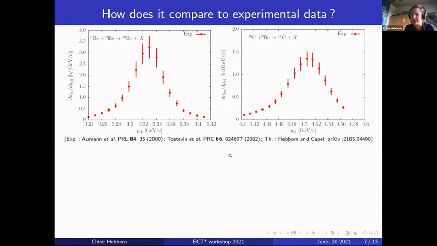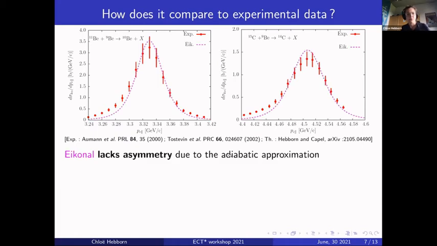Both were measured at NSCL. So if you use an eikonal model, which completely neglects the dynamics of the reaction, you will obtain this dotted magenta line. And you can see that compared to the experimental data, the asymmetry is not reproduced. And this is due to the fact that you completely neglected the dynamics of the reaction.